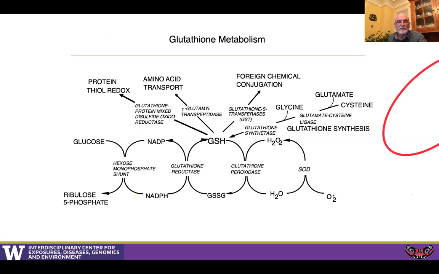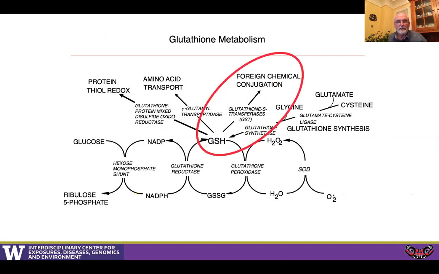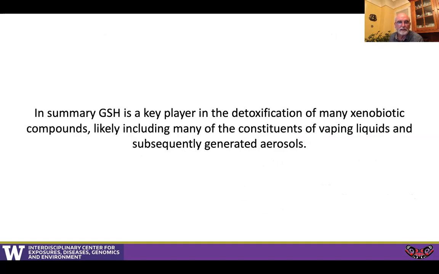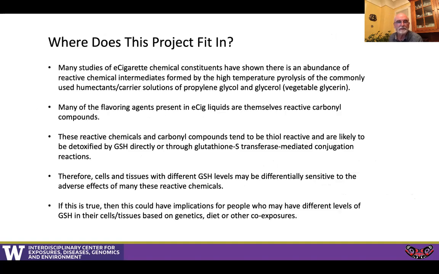Again, glutathione metabolism is involved in foreign chemical conjugation, and that's usually mediated by glutathione transferases. So in summary, glutathione is a key player in the detoxification of many xenobiotic compounds, likely including many of the constituents of vaping liquids and subsequently generated aerosols.